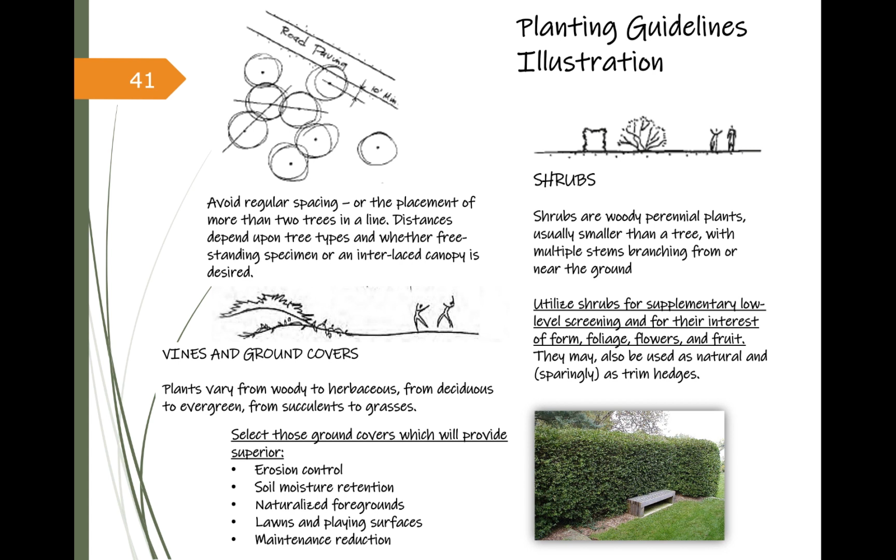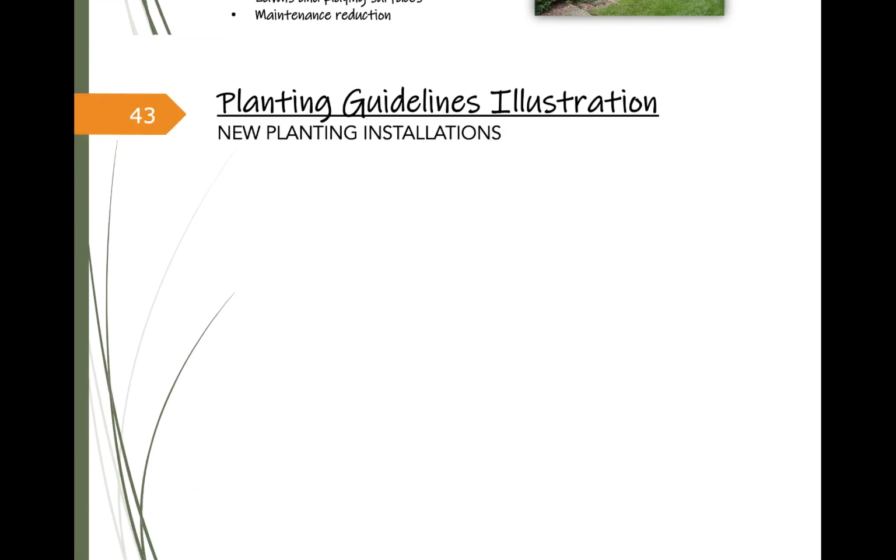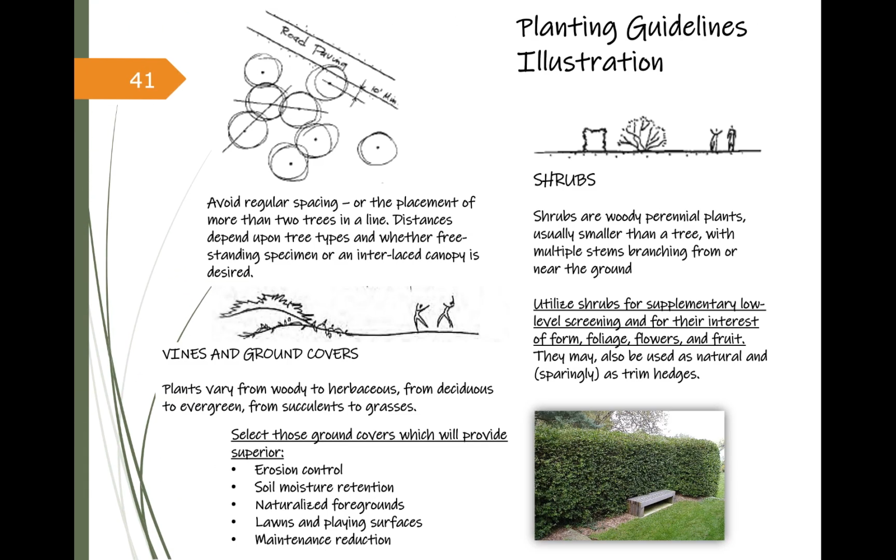The term shrubs. Shrubs are woody perennial plants, usually smaller than a tree, with multiple stems branching from or near the ground. Utilize shrubs for supplementary low-level screening and for their interest of form, foliage, flowers, and fruit. They may also be used as natural hedges and, sparingly, as trimmed hedges.